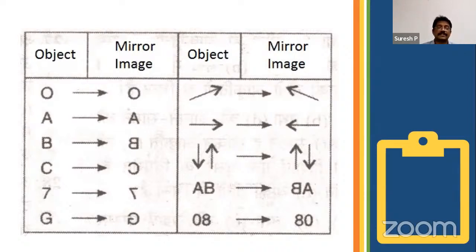And the next one, if you say AB, so this is the letter combination. So 08, the mirror image seems to be 80. So it's very, very important. So we have to see the mirror images. We have to observe the water images. Okay, now we will go for the next.